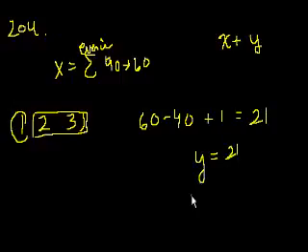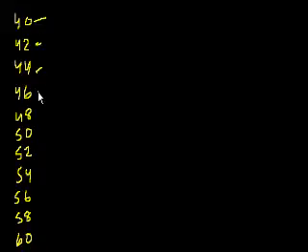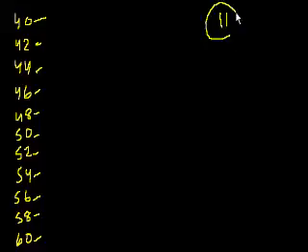Now let's think about, is there an easy way to add up all of the even integers? Y is the number of even integers from 40 to 60. So that's not right. Frankly, it might just be easier to write them out. 40, 42, 44, 46, 48, 50, 52, 54, 56, 58, and 60. 1, 2, 3, 4, 5, 6, 7, 8, 9, 10, 11. 11 integers. So that's y.